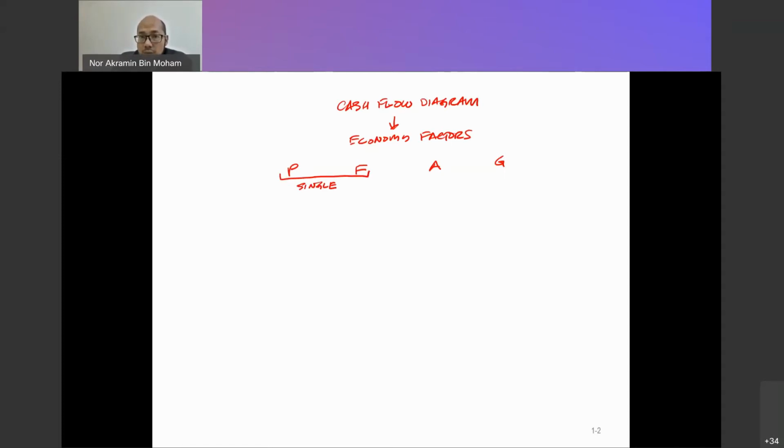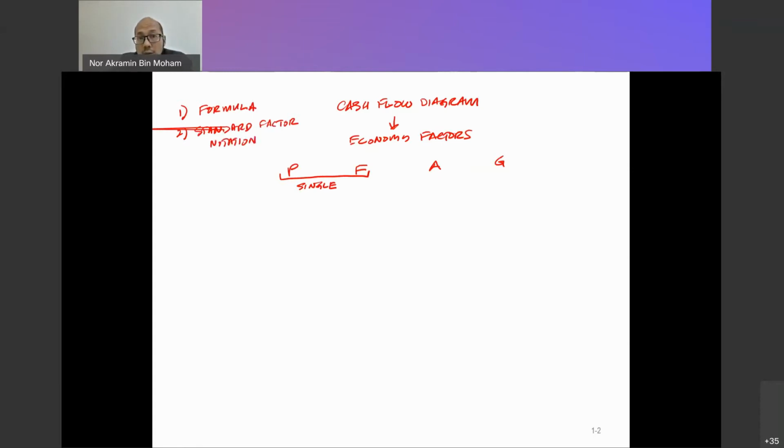So to solve the cash flow diagram, there are two approaches. First, we use the formula. You can refer to the list of formulas in the appendix. We can use the formula, or we can use the standard factor notation.